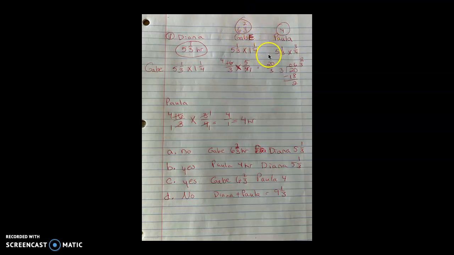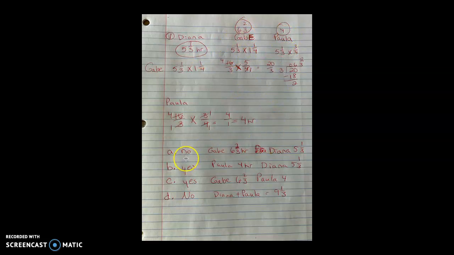Then for Paula, you're taking Diana's time of 5 1/3, which we already know is 16 over 3, and we're multiplying it by 3/4. I cross-canceled, divide by 3, I get 1, and then I cross-canceled this way, dividing by 4, I got 1, dividing by 4, I got 4. Then I multiplied straight across, 4 times 1 equals 4, 1 times 1 equals 1, so Paula worked for 4 hours. Once I have that information, notice I circled it. This is Diana's time, this is Gabe's time, this is Paula's time. Then I use that to answer the question.